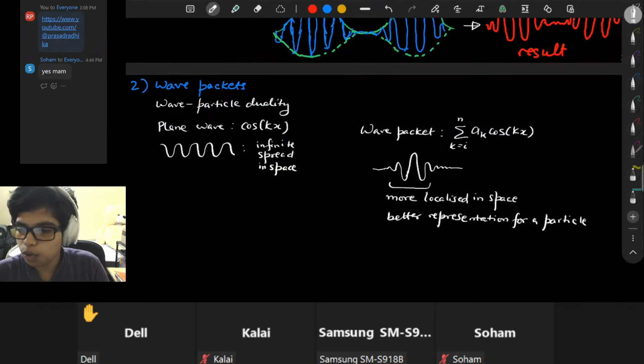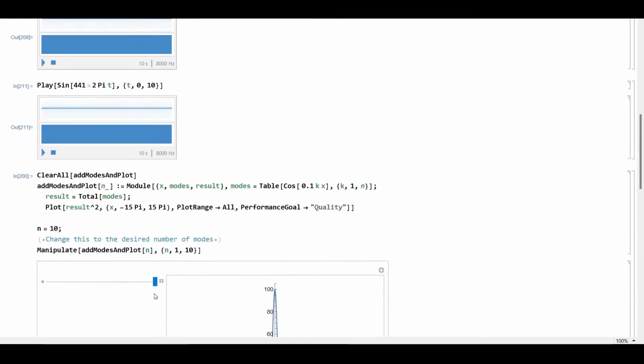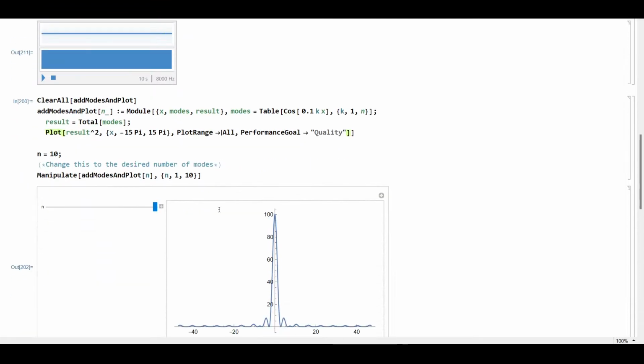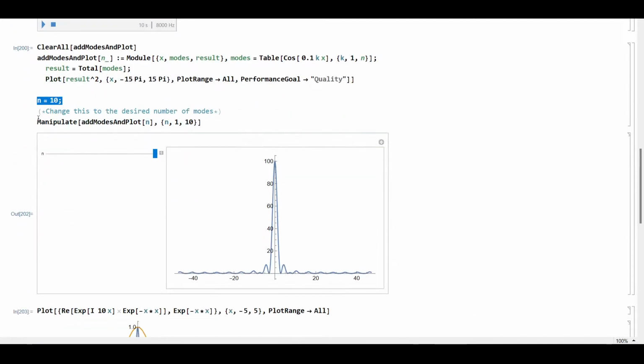So again, let me show some superposition of waves to all of you in Mathematica. Okay, here I have some superposition of waves. Let me run this. What I'm doing is adding these waves, cos kx times 0.1, so cos 0.1 kx, where k takes values 1 to n, and n is the number of such cos kx modes that I'm adding, the number of modes in that superposition.